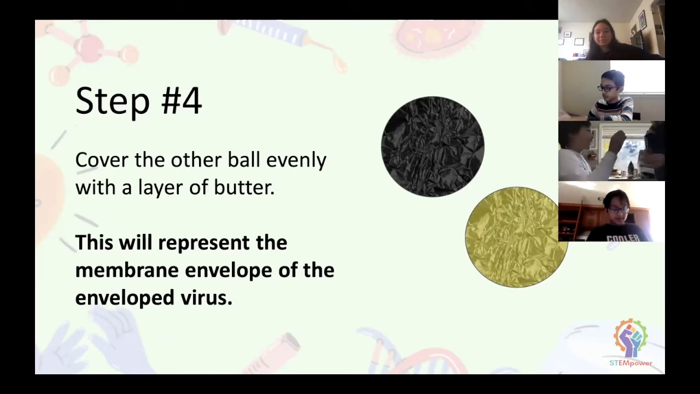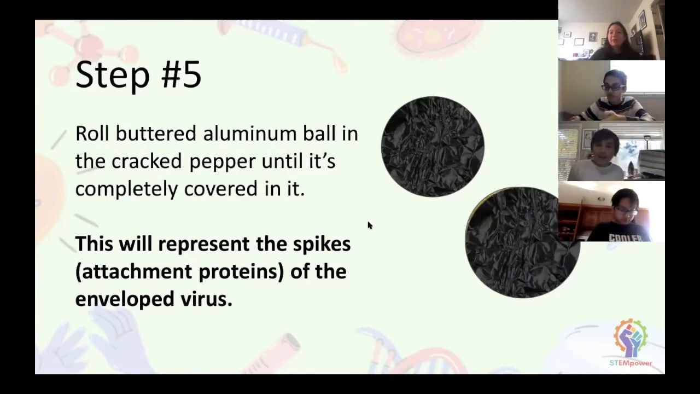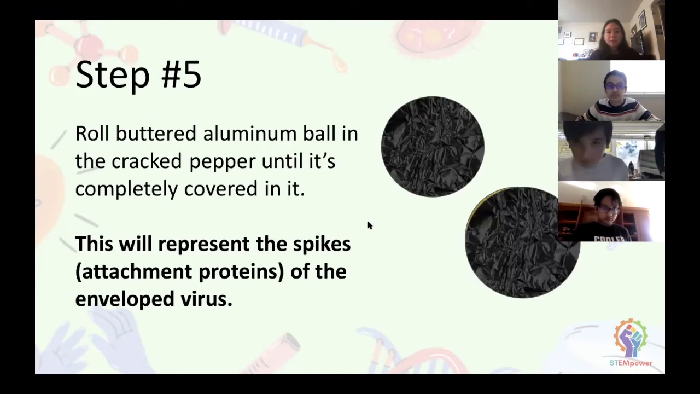Should we melt the butter? No, I think you can just rub it on there. I don't think you have to melt it. So step number 5, we're going to roll. So we're going to roll the buttered one.